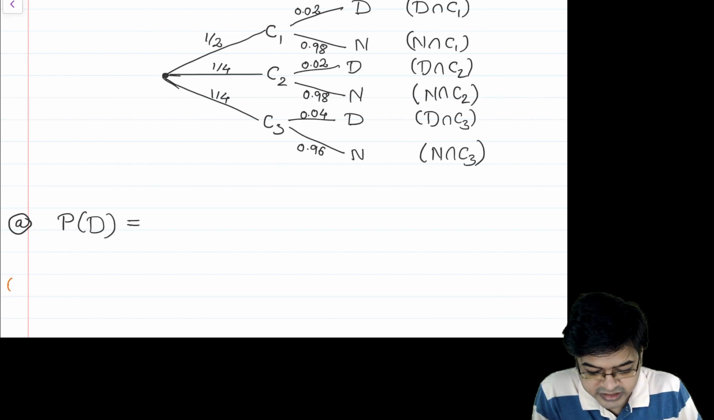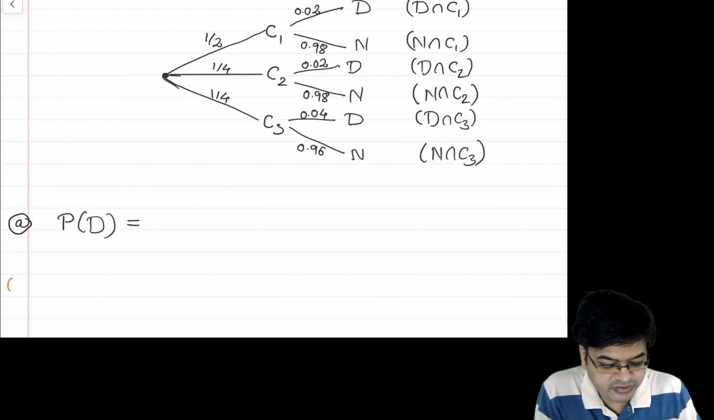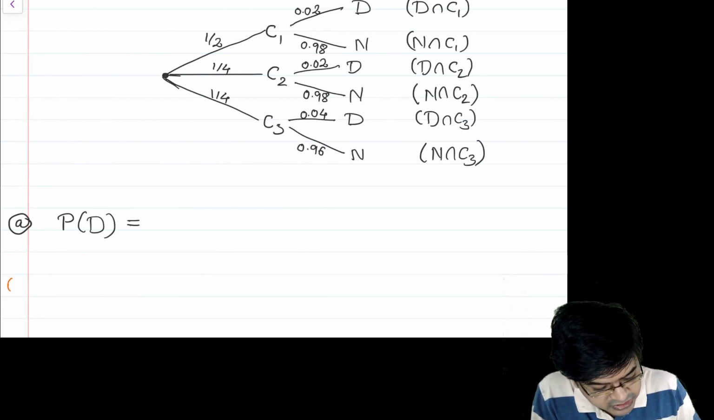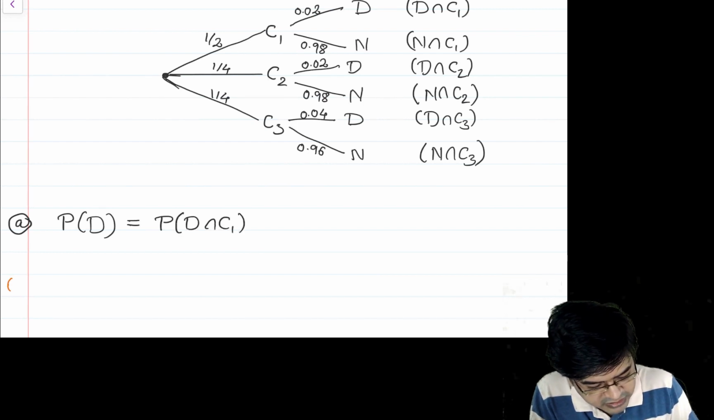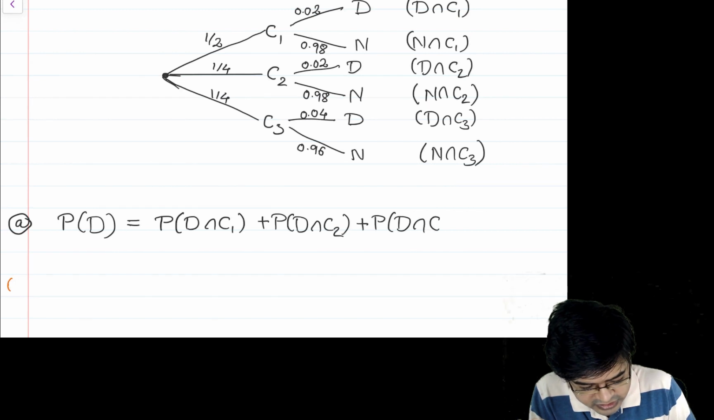the best thing that I can use is the law of total probability. C1, C2 and C3 are actually a partition of a sample space. They form a partition of a sample space. So using law of total probability, I have probability of D intersection C1 plus probability of D intersection C2 plus probability of D intersection C3.